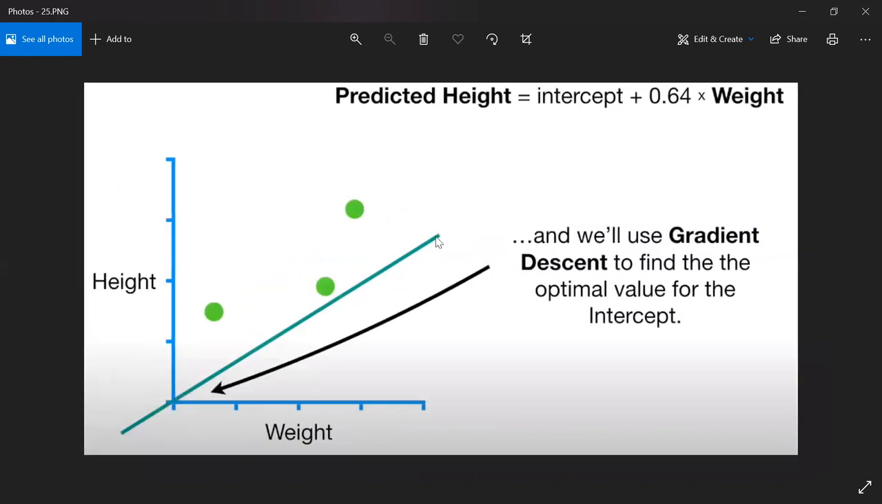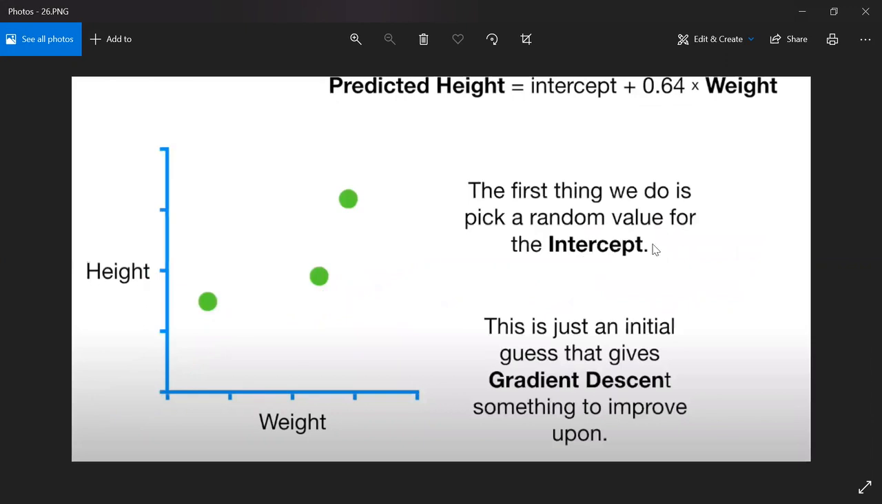If the line touches the origin, what is my intercept? 0. Agree? I'm not saying this is the best fit line. I'm saying if this line touches the origin, then my intercept is 0. Now, let me compute. The first thing we do is pick a random value for the intercept. This is just an initial guess that gradient descent will improve upon.